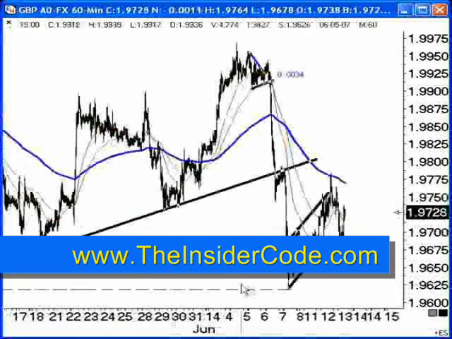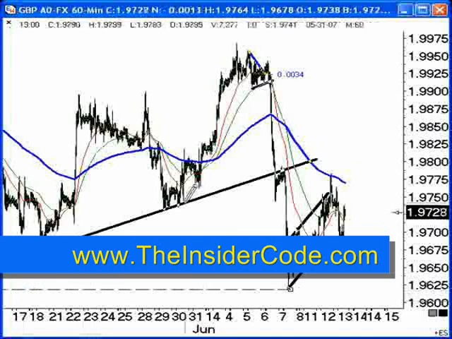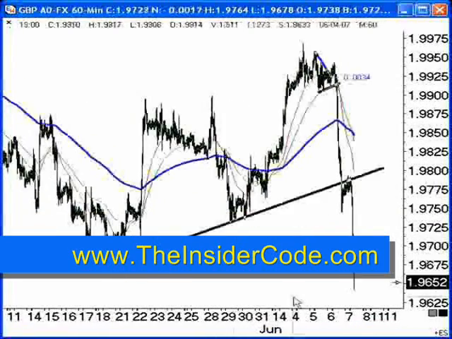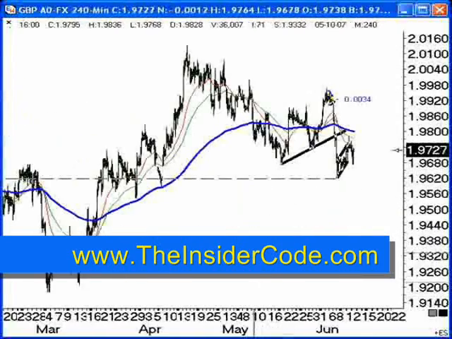I don't know why that line just disappeared like that. Let me see. Maybe that'll do it. Nope. Go up to a 4-hour bar. Okay, so here's our line. We've got our 4-hour bar.